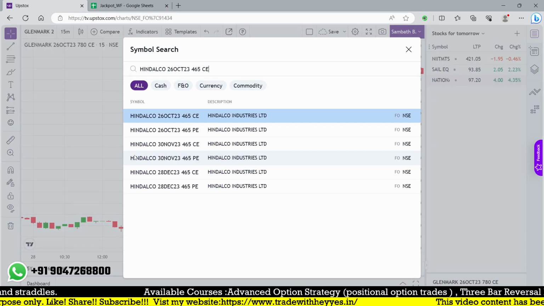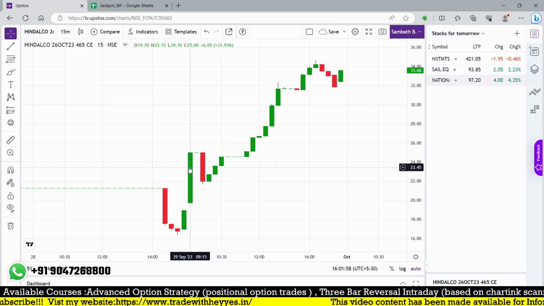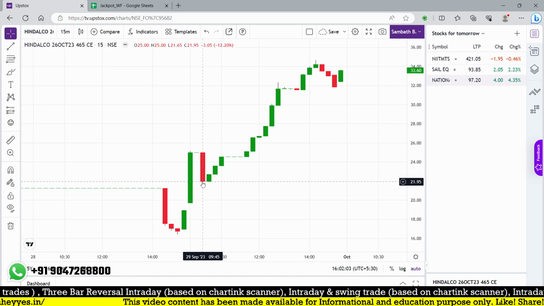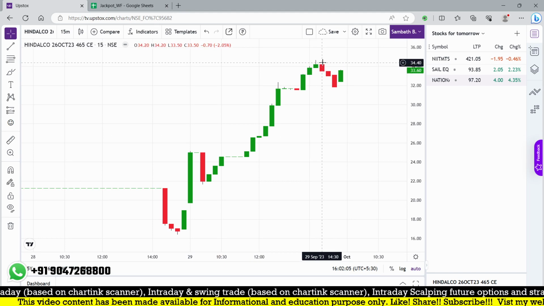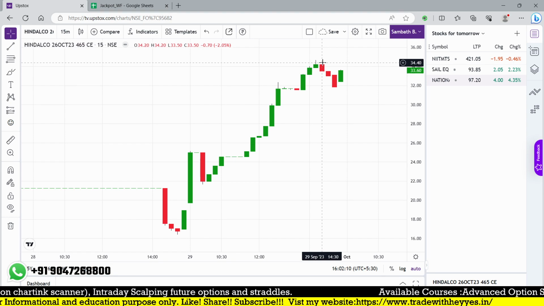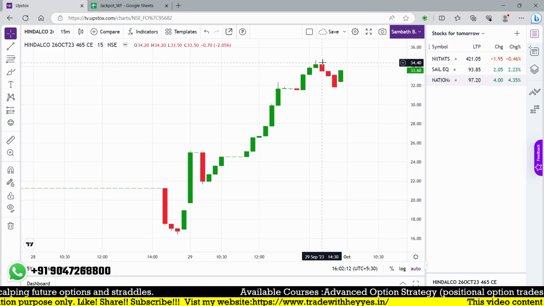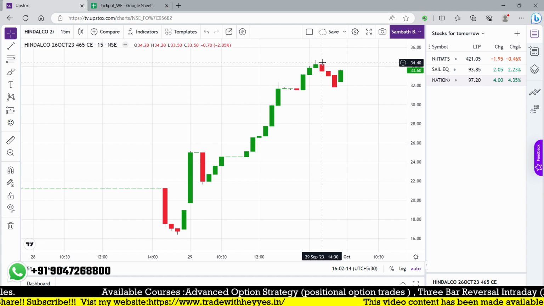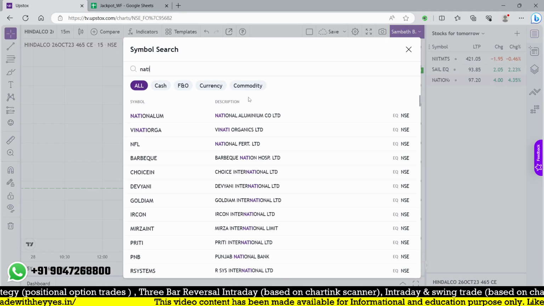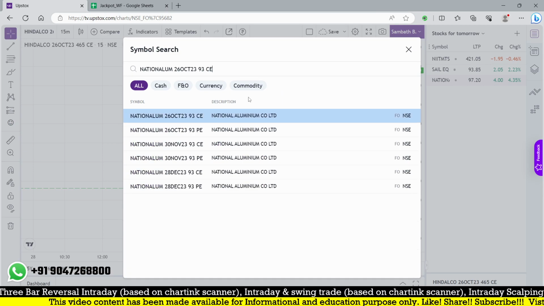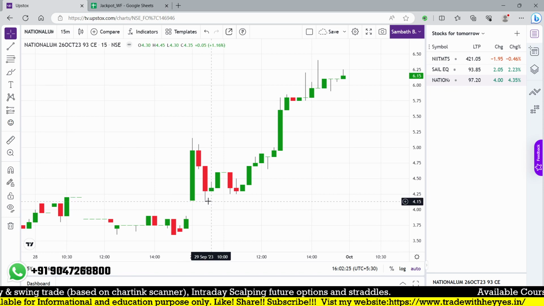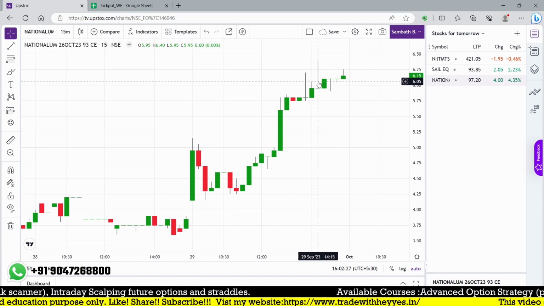Indalco also looked like 465 based on our scanner, which is an intraday scanner. Can you see this is the gap up at 9:15? But after that it immediately came to the 22 level and then bounced back. If you are using your own scanner or technical method, maybe you would find a breakout opportunity or trade opportunity in this, which would give you such a good result. In National Aluminum, which I tried today, the 93 call option based on the scanner was initially 4.7, then came down to 4.1, and finally went up to 6.4.